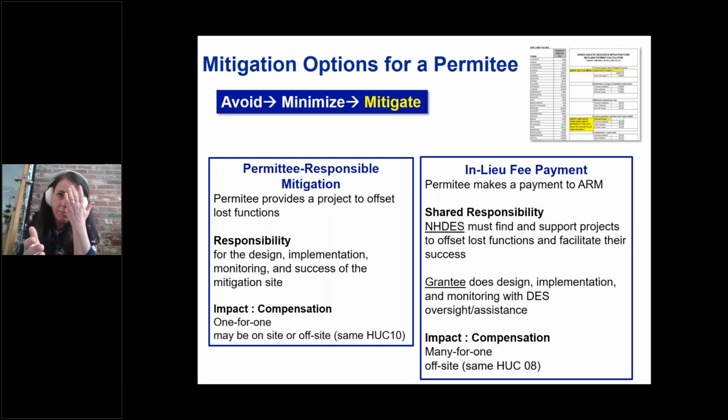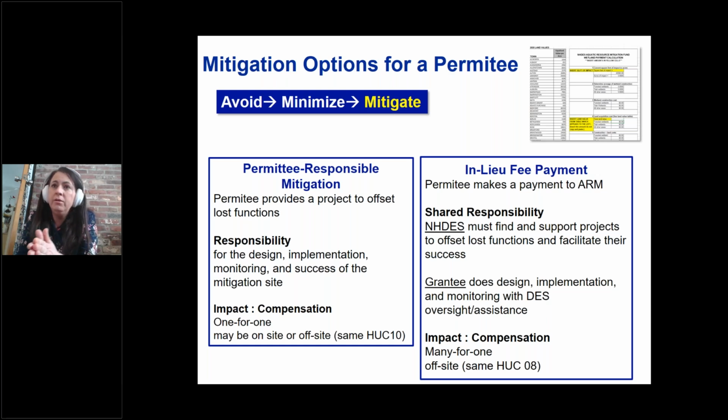So for PRM mitigation, the permittee is going to provide a project to offset the lost functions. So the responsibility for the mitigation is completely on the permittee. They are responsible for the design, implementation, monitoring, and the long-term stewardship and success of that mitigation site. And so the impact to compensation ratio is usually 1-for-1. So there's one impact, and then there's one mitigation site that's going to offset that loss. And that mitigation site may be in the same area as the project, as the impacts, or it might be off-site. And mitigation is usually done at the HUC 10 level, although in New Hampshire, it is first supposed to be looked at at the town level.